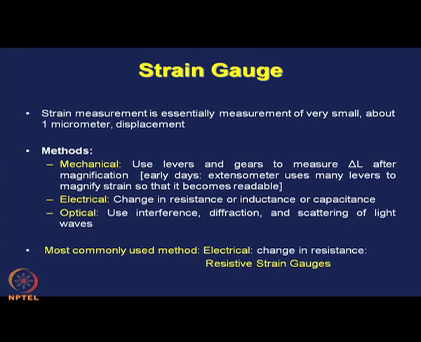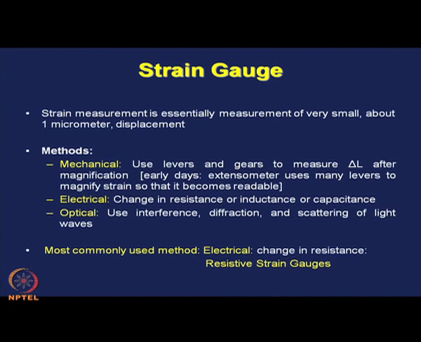Strain measurement is essentially measurement of very small displacement. By very small, we mean as small as 1 micrometer. There are various methods for measurement of strain. There are mechanical methods, electrical methods as well as optical methods. Mechanical methods use levers and gears to measure change in length after magnification. For example, in early days we used the extensometer to magnify strain. An extensometer uses many levers to magnify strain so that it becomes readable.